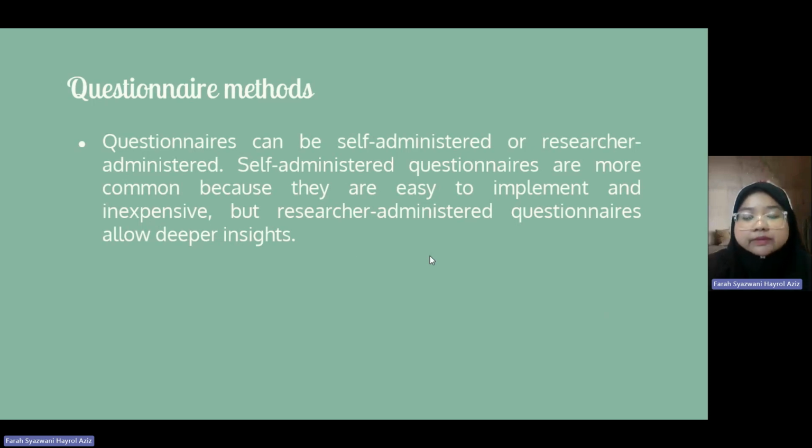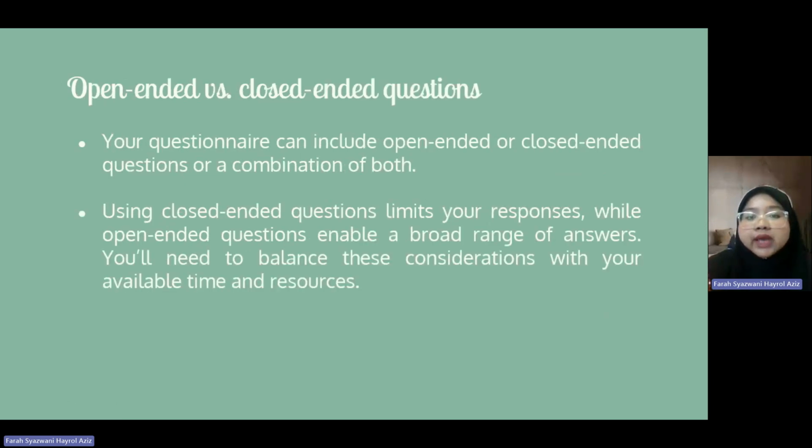Self-administered questionnaires are more common because they are easy to implement and inexpensive, but researcher-administered questionnaires allow a deeper insight. So also questionnaires can be open-ended or closed-ended. So your questionnaire can include open-ended or closed-ended questions or a combination of both. Using closed-ended questions limits your responses, while open-ended questions enable a broad range of answers. So you will need to balance these considerations with your available time and resources.